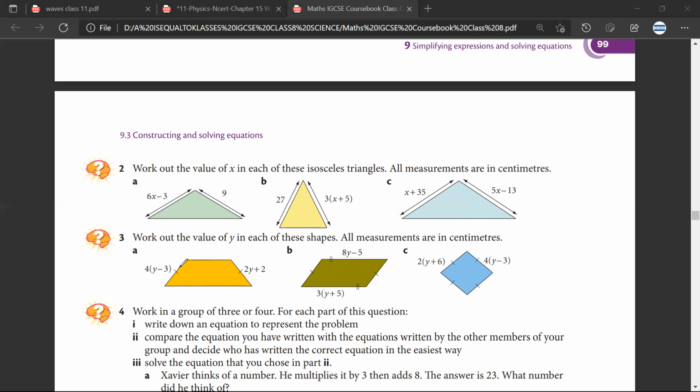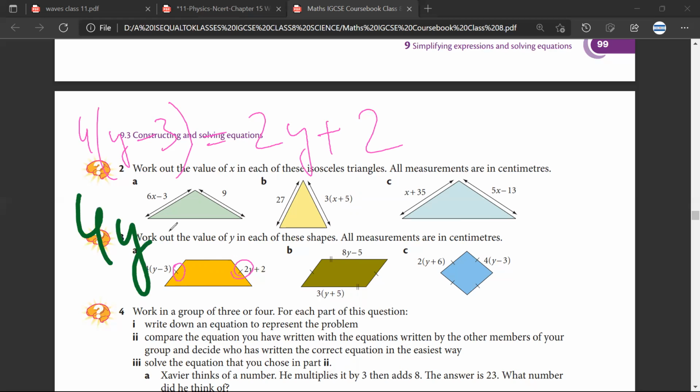So that is why when they have said that this side is equal to this side, then the equation would be 4y minus 3 is equal to 2y plus 2. What should I do next? So we'll open the left hand side brackets. Yes. So 4y minus 12 equals 2y plus 2.